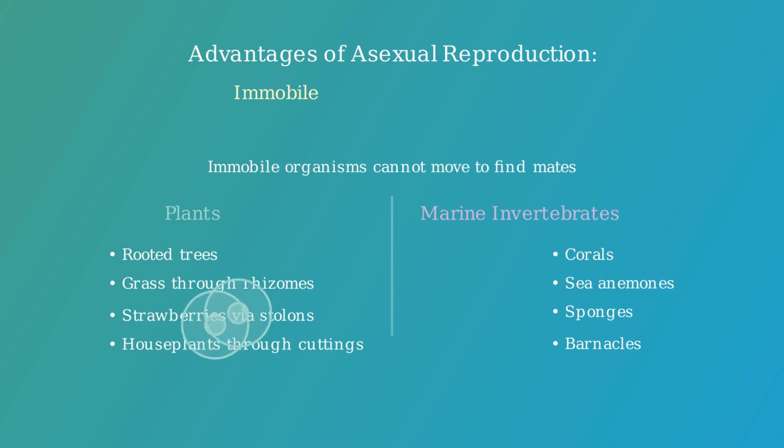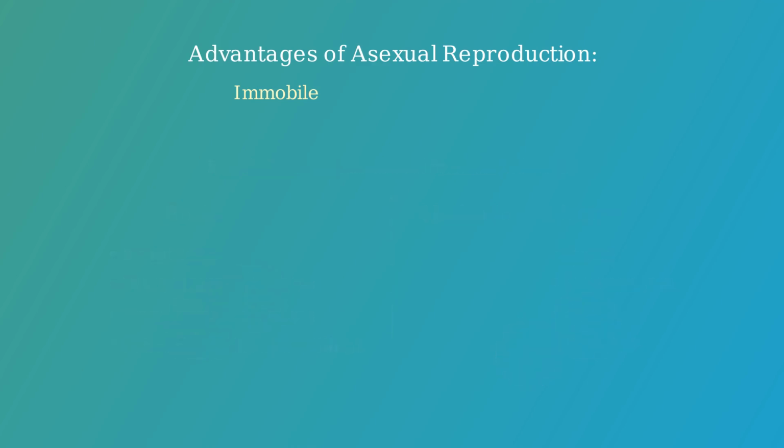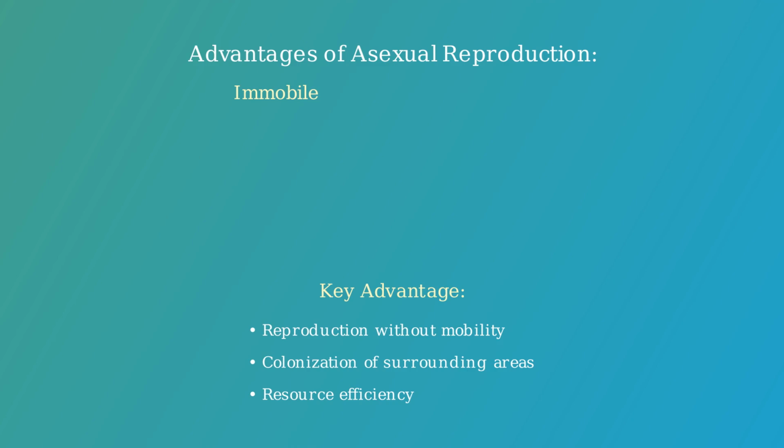Asexual reproduction solves this mobility problem by allowing organisms to reproduce without finding a mate. Through mechanisms like vegetative propagation in plants and fragmentation in marine invertebrates, these organisms can reproduce and spread without mobility. This allows them to efficiently colonize surrounding areas, maximizing their reproductive success despite their immobility.